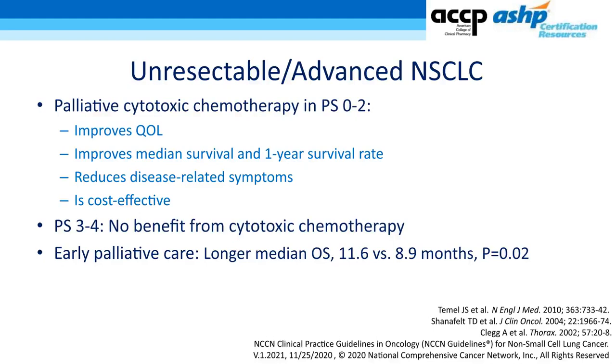It is also important to recognize that for your patients that have a low performance status of 3 to 4, there's really no benefit from cytotoxic chemotherapy. And early palliative care has been demonstrated to improve median overall survival, with an improvement in survival of 11.6 months versus 8.9 months. The one caveat you might encounter with a performance status of 3 or 4 is that in patients that have an identified tumor genomic mutation, there may be discussion of initiation of therapy in a patient with a PS of 3 based upon what is known to be an improved response with some of the targeted therapies on the market.